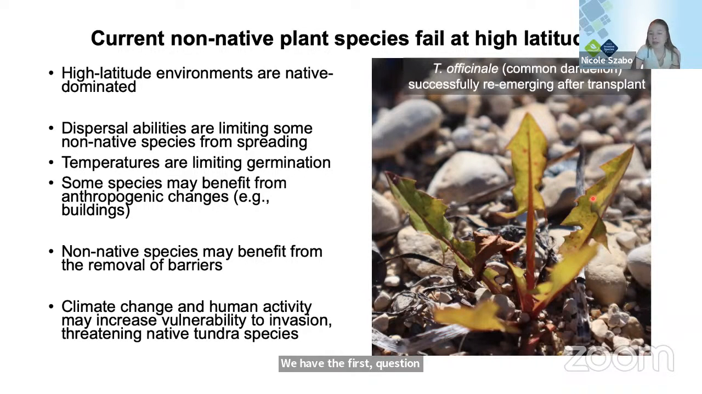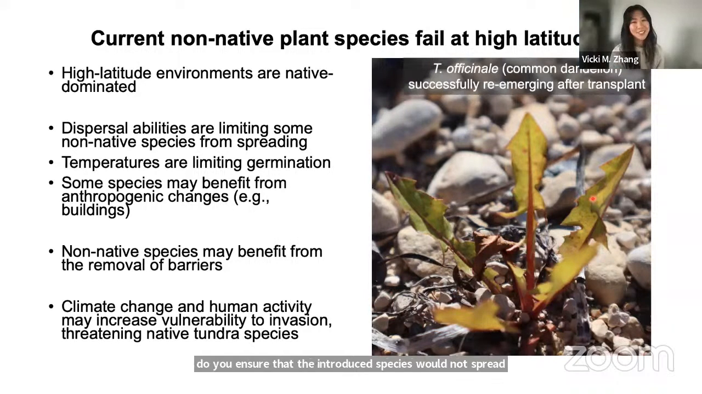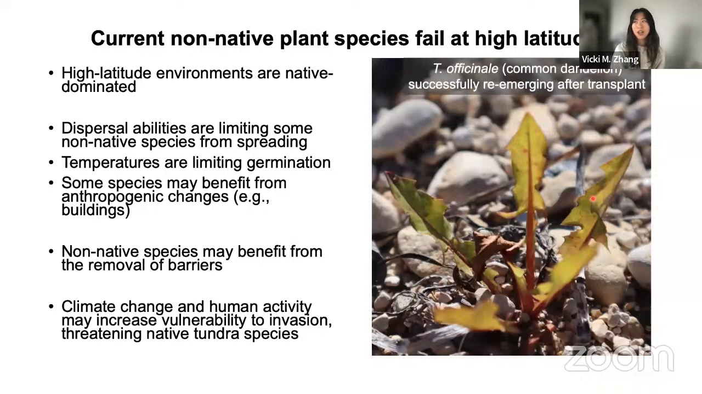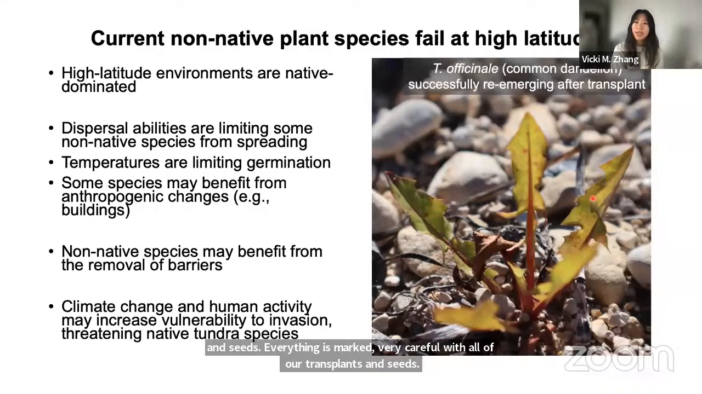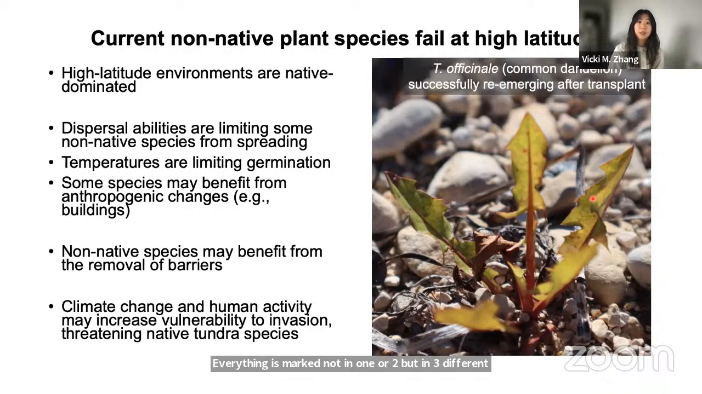Someone asked, how did you ensure that the introduced species would not spread? That's a really, really good question, and I get that all the time. We are very, very careful with all of our transplants and seeds. Everything is marked not in 1 or 2, but in 3 different ways, so we can always find them again. And we're always ensuring that we're able to remove them at the end of the experiment.